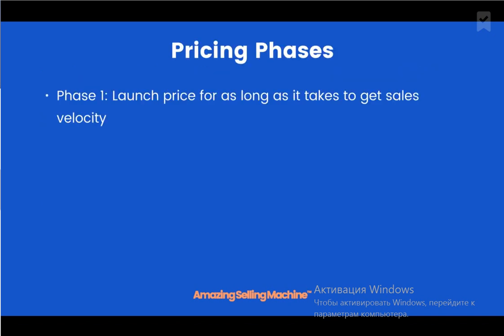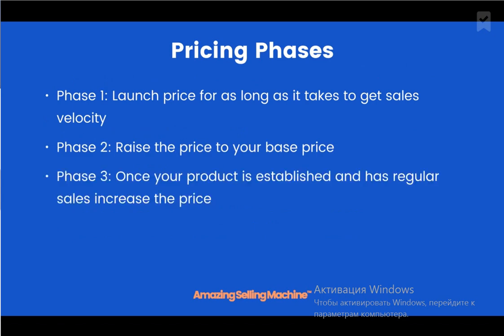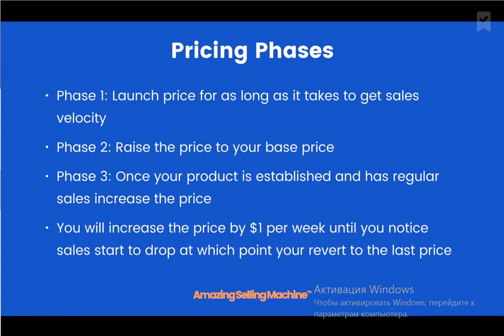Pricing phases. Phase 1, launch price, for as long as it takes to get sales velocity. Phase 2, raise the price to your base price. And finally, Phase 3, once your product is established and has regular sales, increase the price. You will increase the price by $1 per week until you notice sales start to drop, at which point you revert to the last price.